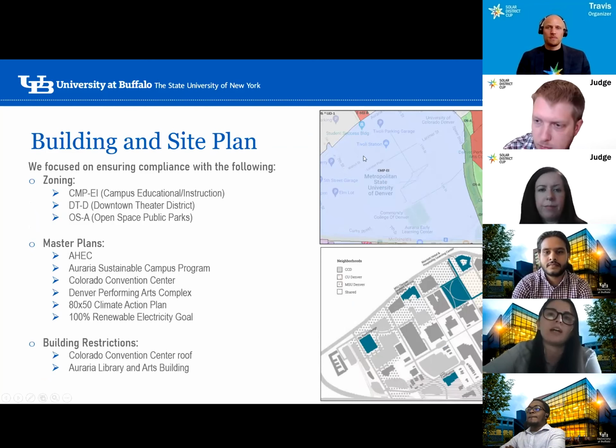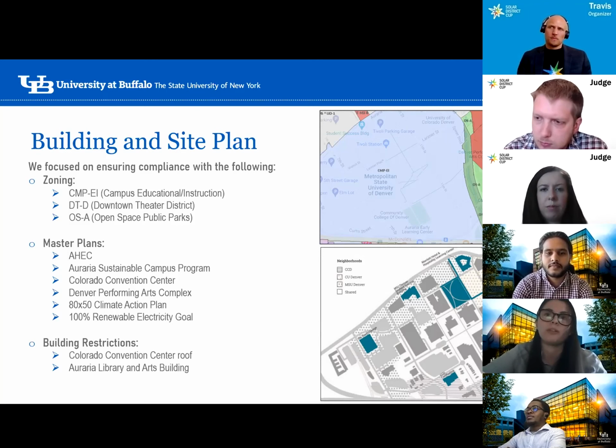This covers the entire Auraria side. The red area represents the downtown theater district, and then the light green area represents the open space public parks zone. Fortunately, we didn't have many restrictions present due to zoning, except for the campus educational/instruction area, where they did have a requirement saying that any solar PV installations on roofs have to be flush mounted. Ours are not flush mounted, therefore we will need a zoning permit for this.